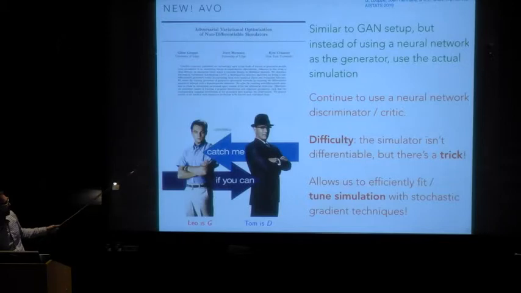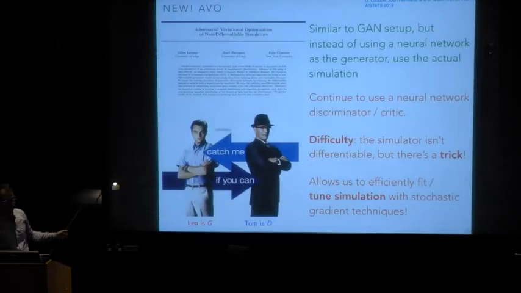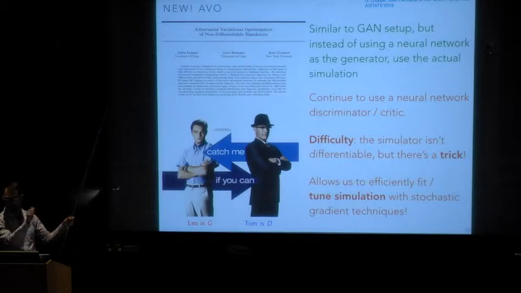So probabilistic programming, first, adversarial variational optimization. The idea here was, let's just set it up like a GAN. I've got a generator. Does it look like my observed data or not? And I'm going to keep adjusting the parameters of my simulator until it looks like the observed data.